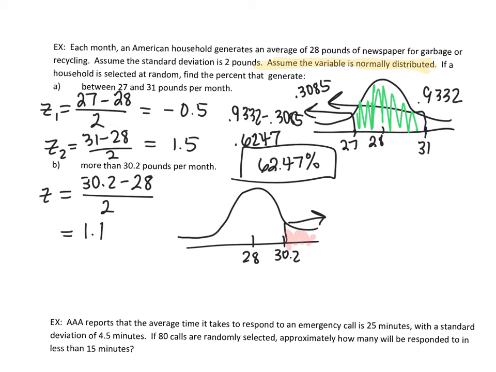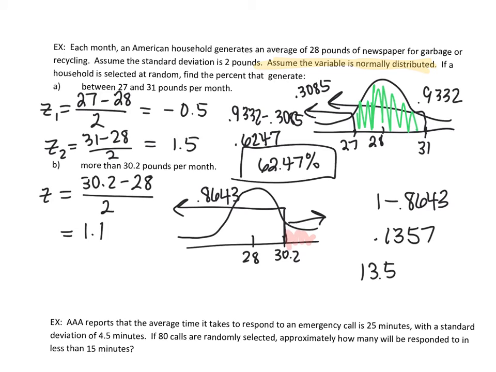But in order to find the area above, we first have to find the percent that fall below. So we go to 1.1 in our table, and we get 0.8643 falls below 1.1. So to find the amount above, we do 1 minus 0.8643. And we get 0.1357. So 13.57% of households generate more than 30.2 pounds of newspaper for garbage per month.